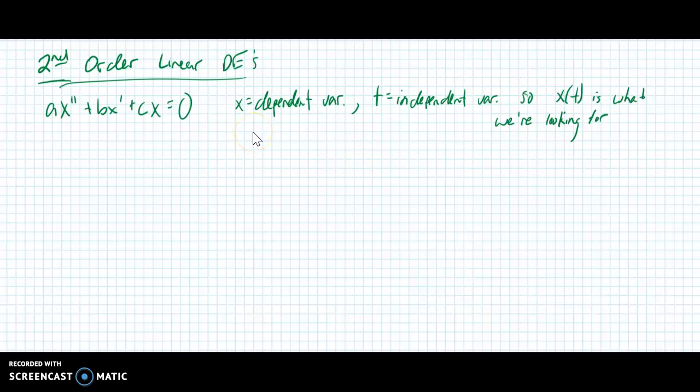Okay, so we are looking at second order linear differential equations. The ones that we care about right now are in the form of ax double prime plus bx prime plus cx equals 0. Eventually, we will replace this 0 with other things. x is the dependent variable. We've got t as an independent variable. You don't see any t's in here, but eventually we will. But so x of t is what we're looking for. My solution is x of t.